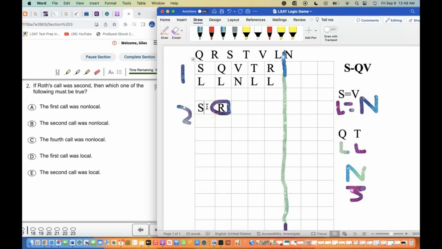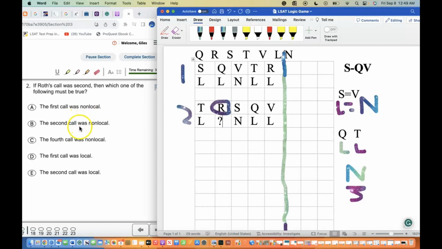then it can go S. It can actually go SQV. The reason why I'm going to put this to T is because T is going to be local, and Q is going to be local. S is going to be non-local, because it's in third position. S and V are going to be different types, which gives this guy a question mark. So which of the following must be true?